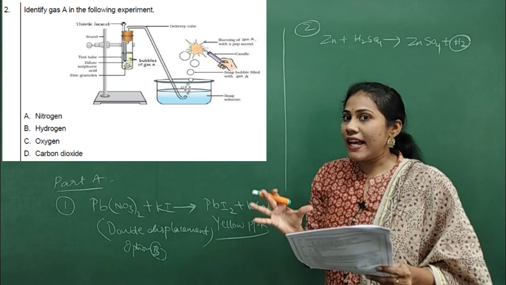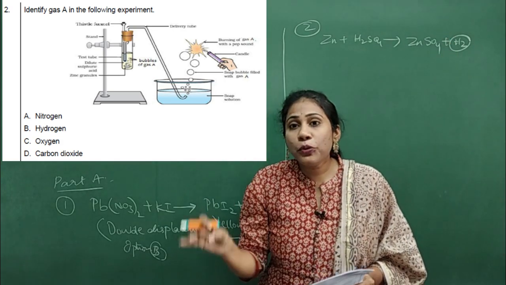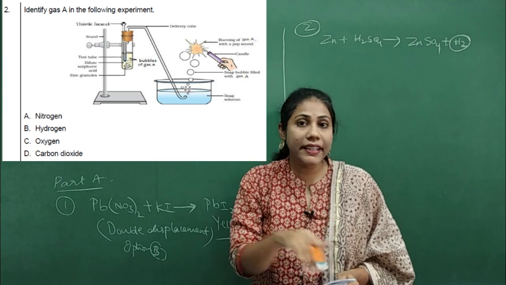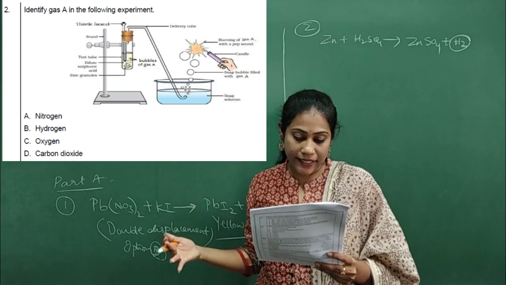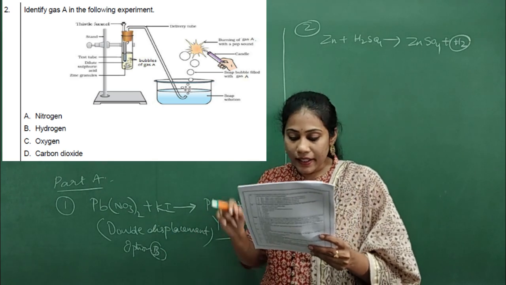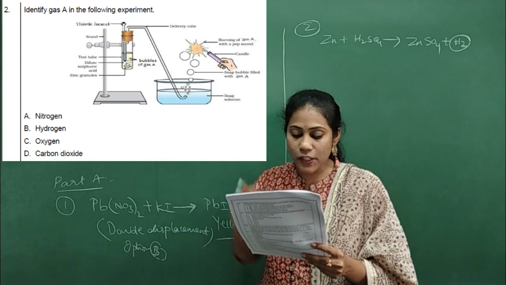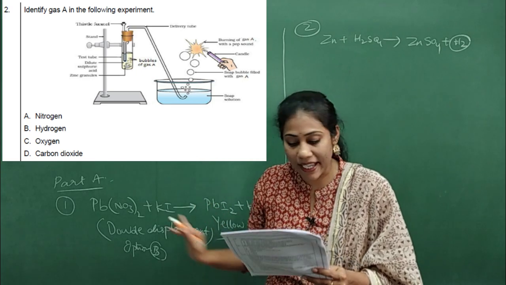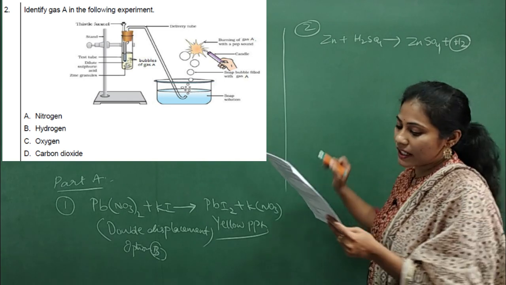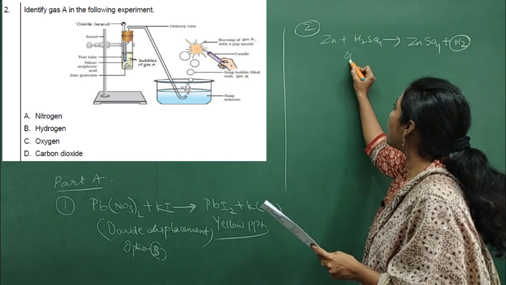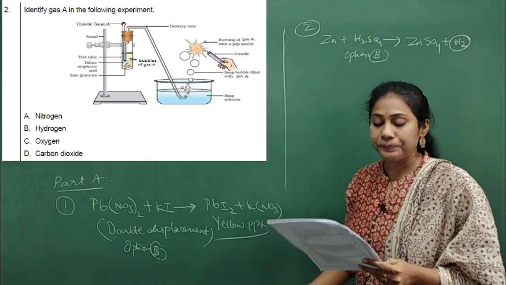This hydrogen gas comes in the form of bubbles, and when you keep a burning candle near it, it burns with a pop sound, isn't it? So they are asking what gas you will get. If you observe the figure, near a test tube it was mentioned that bubbles of gas A are formed. So what is that gas A they have asked? Definitely the gas is hydrogen gas. So where is the option here? Yes, option B. So option B is the correct answer for the second question.